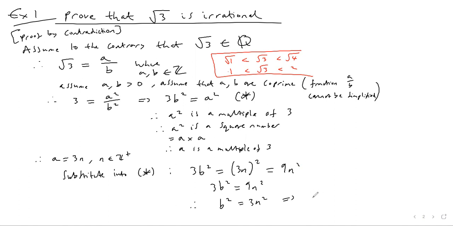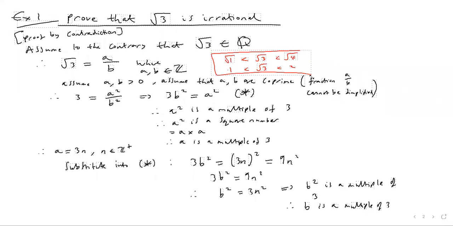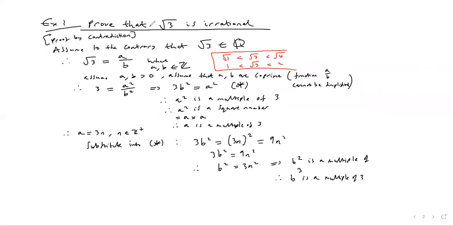So what does that imply? So that tells us again that b squared must be a multiple of 3. So again, using this logic that we used here, you've got a square number. b is a positive whole number. It must be a square number because b squared's a square number. So when you square root a square number that's a multiple of 3, that means that b is also a multiple of 3. So b is a multiple of 3. So that means that we can write b as 3 times, let's say, m, another integer.